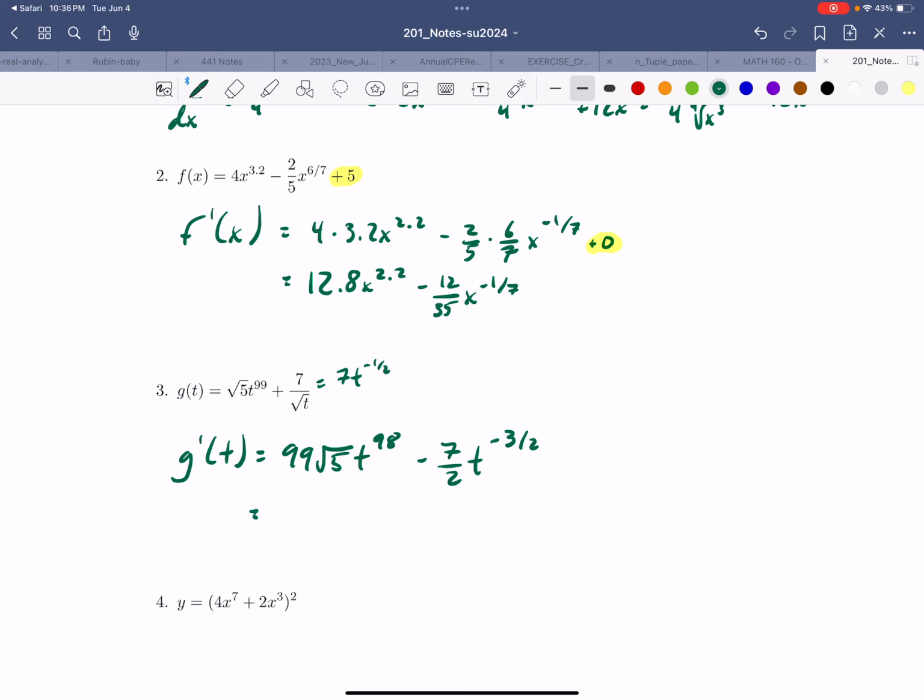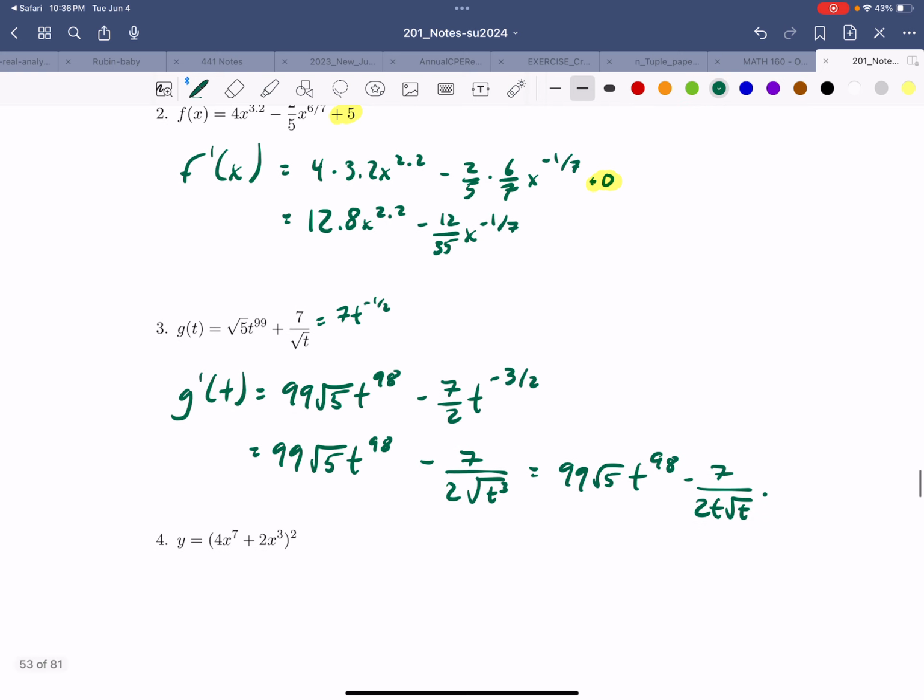Now, again, since they gave it to us in radicals, if we wanted to write this in radicals, which we don't need to, but if we wanted to, then we could. It would be minus 7 over 2, and you could either write square root of t cubed, or, if you'd prefer, this is how I was taught in high school, minus 7 over 2t root t. Either is fine. So just take your pick.